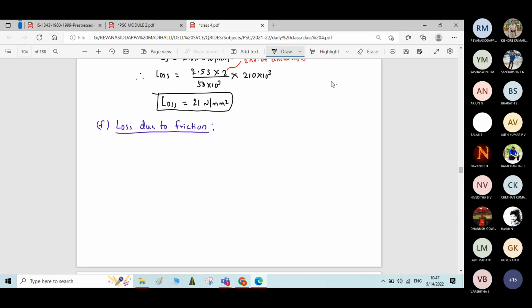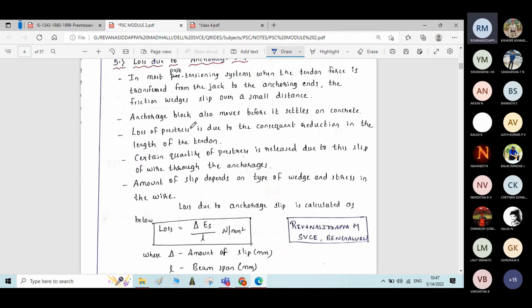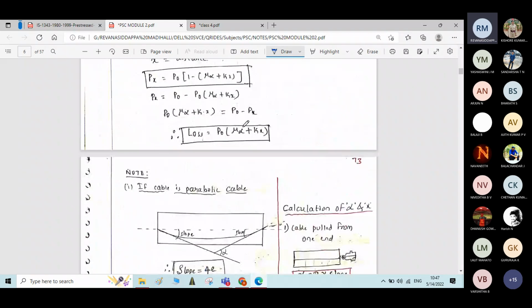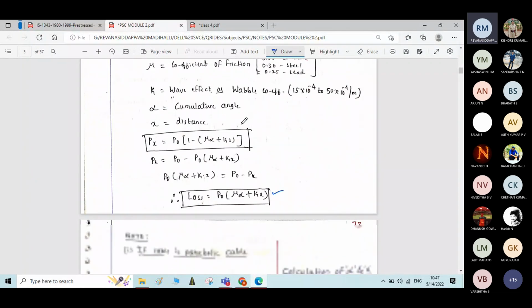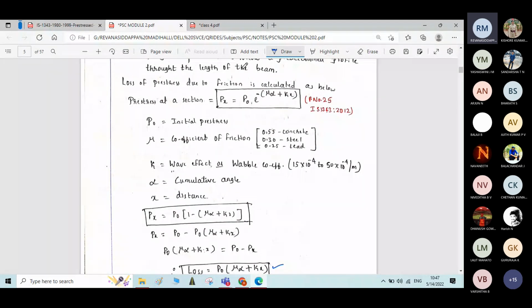Okay. Now I'll go to the notes. Loss due to friction. Let us see what is the formula to calculate the loss due to friction. Yes, here we have the formula. Loss is equal to P naught into mu alpha plus Kx. This terminology is given in page number 25 of IS 1343.